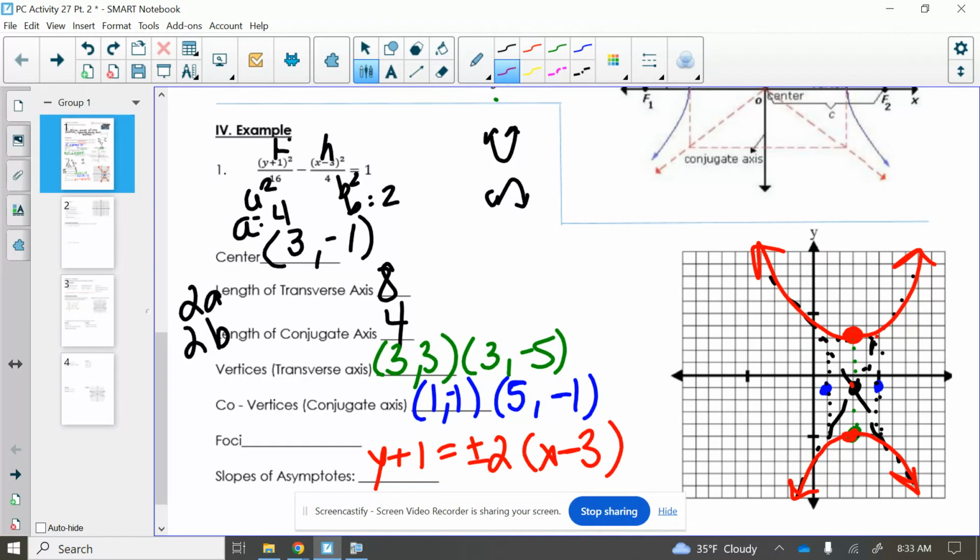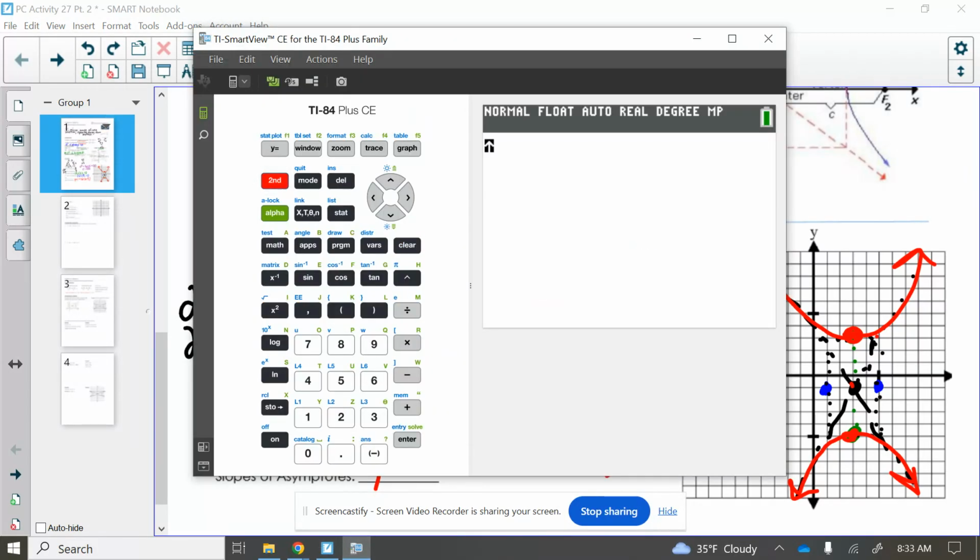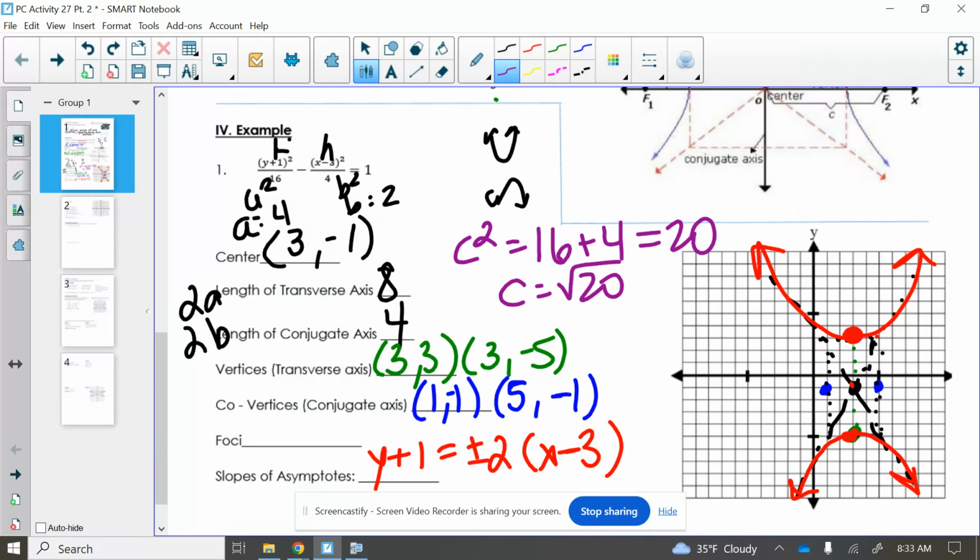Last but not least, our foci. Similar to an ellipse, they will be on the axis with parameter A, aka the transverse axis this time. We know C squared is A squared plus B squared. So the square root of 20, which is about 4.5-ish, is going to end up being our C value.